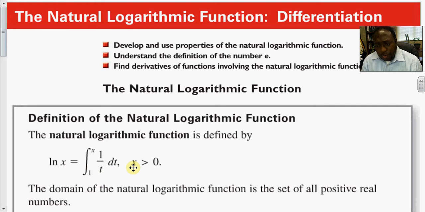We'll take a closer look at that and relate the two, the integration of 1 over t with the natural log of x, when we deal with integration of log functions. And then later on we'll talk about the inverse functions and tie that into the natural log and also 1 over x or 1 over t.